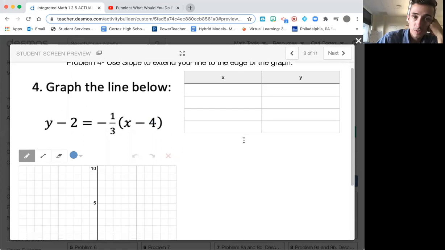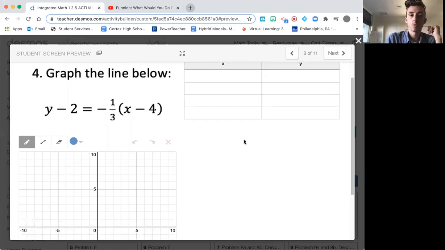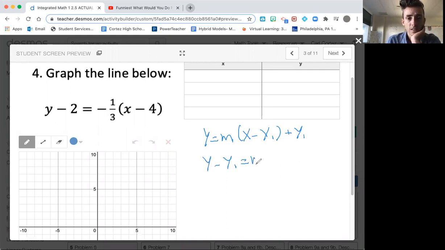This is now in point-slope form. So for one class, I might have written this situation out as y equals m(x minus x1) plus y1. In this case, they're really just rewriting it so that y1 is on the other side and it's the opposite, okay? So that's a big deal.